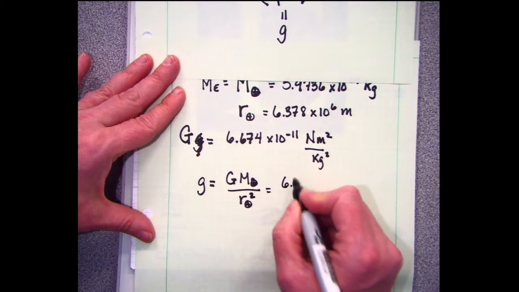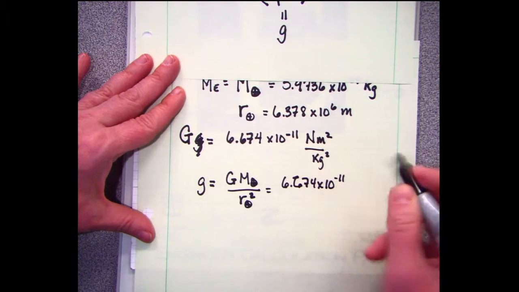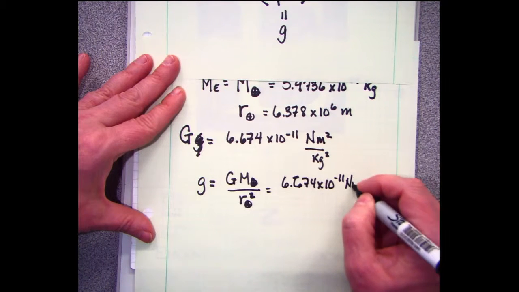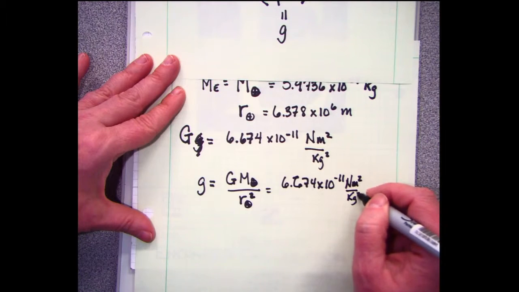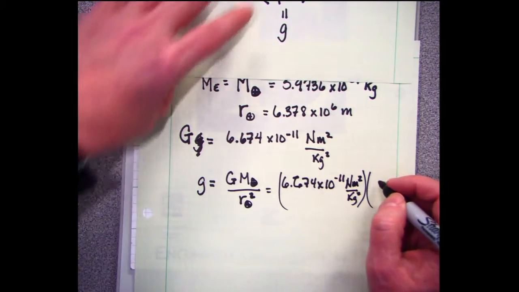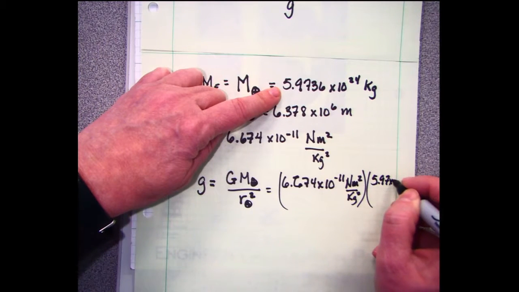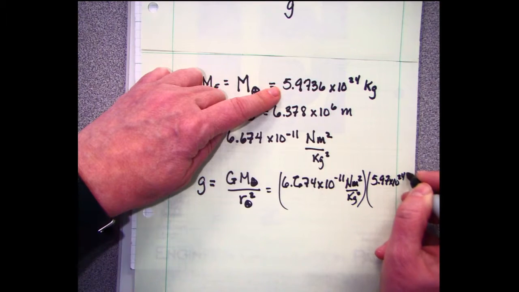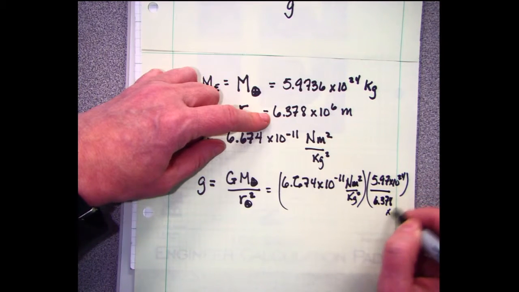So now I get my 6.674 times 10 to the minus 11 Newton meters squared per kilograms squared, and I get this number up here, 5.97 times 10 to the 24th. And then I get my 6.378 times 10 to the 6th, and that all has to be squared. And we plug that into the calculator. 6.67. Clear everything. 6.67.